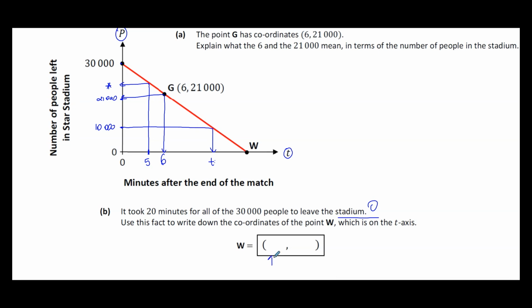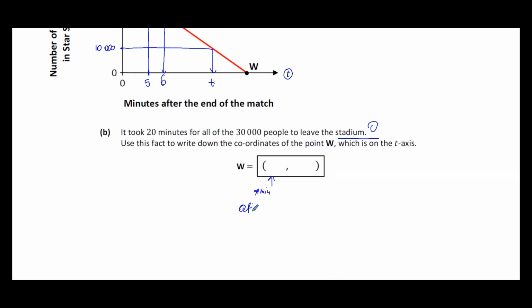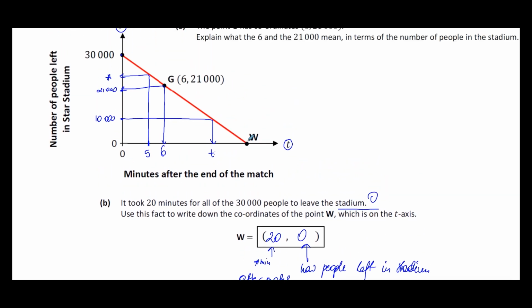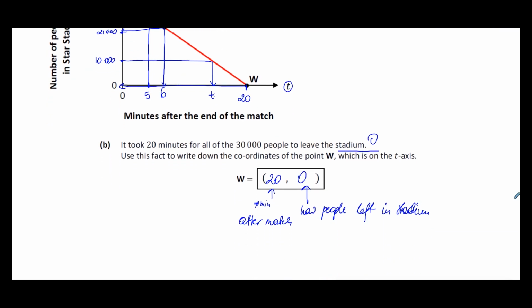Again, this value here means the number of minutes after the match, and this means how many people are left in the stadium. How many people are left? We are told 0. How long did it take? 20 minutes. So that's our coordinate. We can see that this value here is 20, and how many people? We go across and we read 0. So that's what it means in the context of this question.